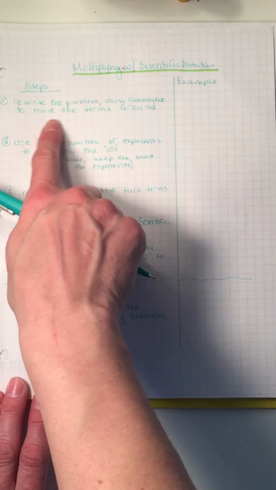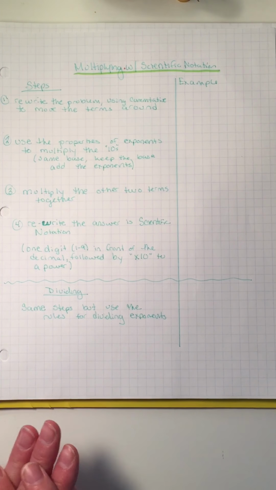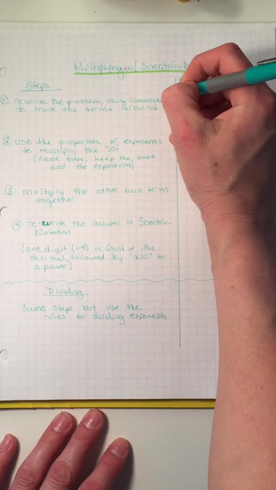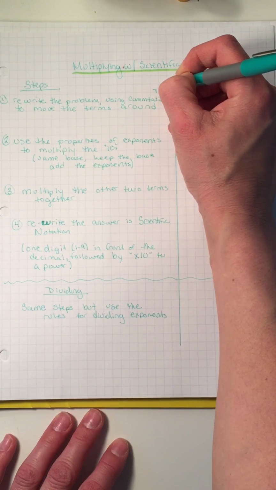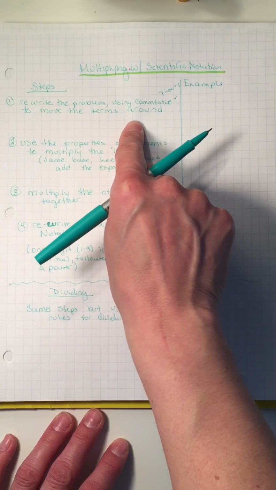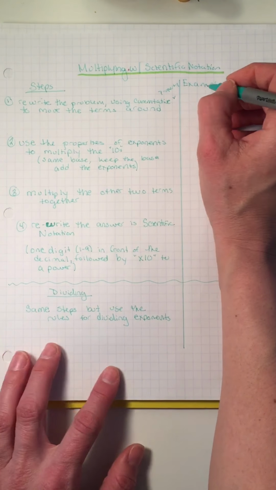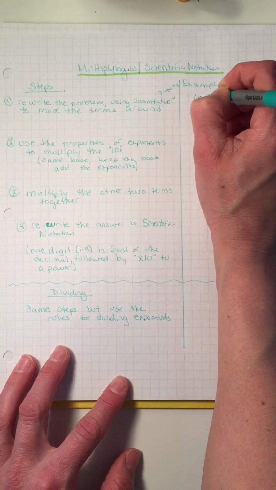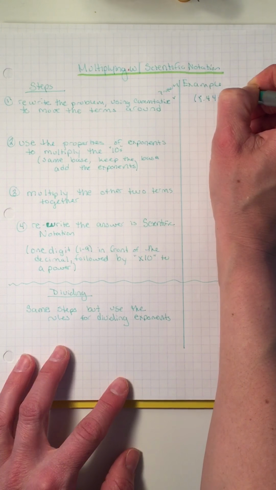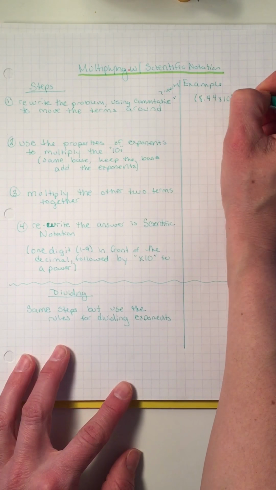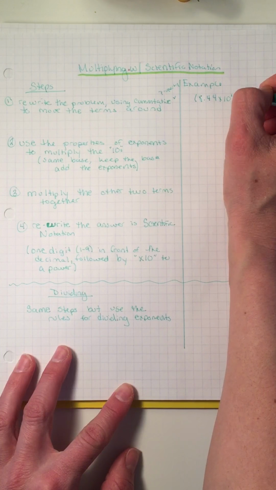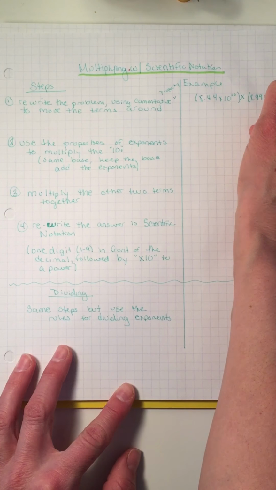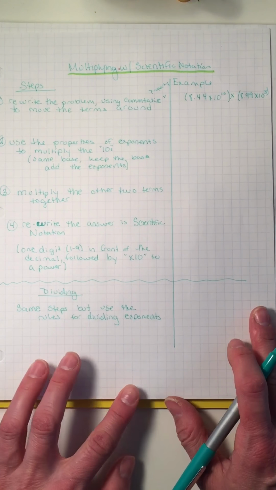So the first thing that we have to do is take the problem and rewrite it using the commutative property, oh, I forgot the word property, and that means that we can move things around, okay? So let's see, the problem that we were working with, problem 3, is written like this originally. It says 8.44 times 10 to the 10th power times 8.99 times 10 to the 8th power. Move that over so you guys can see.